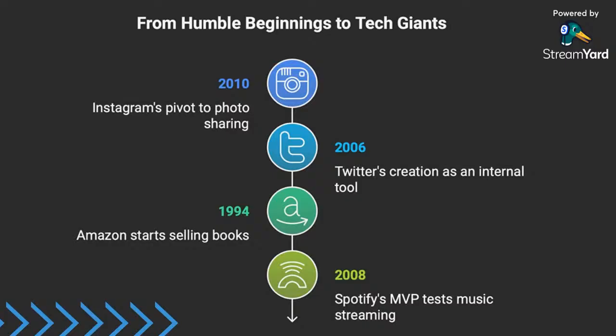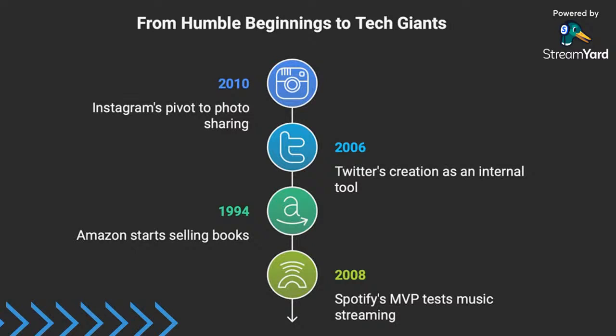Another app, Twitter. Twitter came from an unexpected place. A struggling podcasting company called Odeo. The team built an internal tool to share status updates. That tool turned out to be more promising than their original business. So they pivoted and Twitter was born.